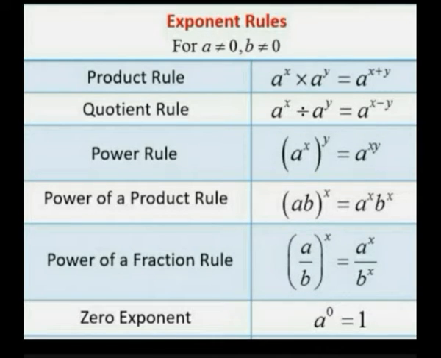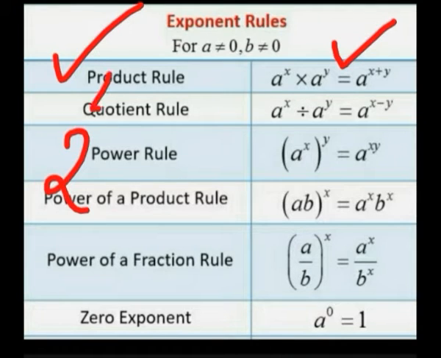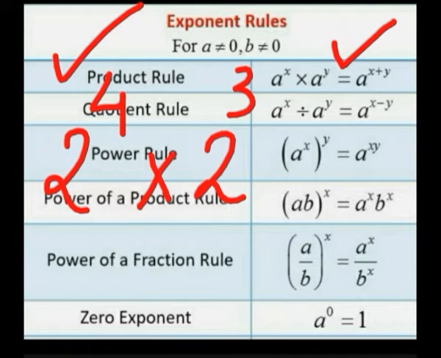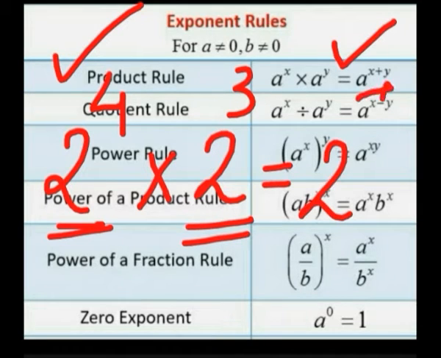So the first one is the product rule, which says that when you multiply two exponential terms with the same base, the exponents are added. This is its symbolic form. For example, take 2 raised to the power 4 multiplied by 2 raised to the power 3. What answer will you get? Since they have the same base, their powers will be added and you would get 2 raised to the power 7. This is how the first law of exponents, which is the product rule, is used.